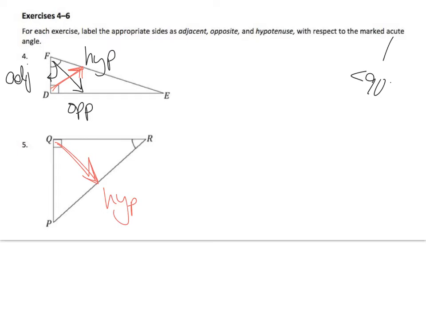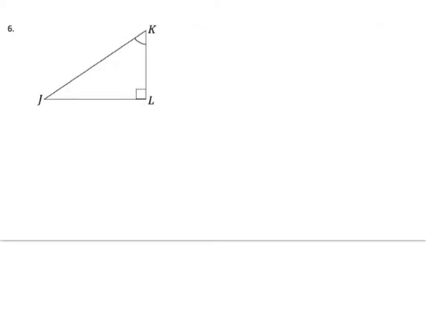Okay, so for number 5, the acute angle is angle R. Adjacent to angle R, but not the hypotenuse, is that side. Opposite angle R is that side. Where you get confused, you think that this is adjacent to angle R, but it's already labeled the hypotenuse, and it cannot be both the hypotenuse and the adjacent, or the hypotenuse and the opposite. It has to be just the hypotenuse. Let's go ahead and do this first. And now opposite and adjacent always touch the angle in reference.